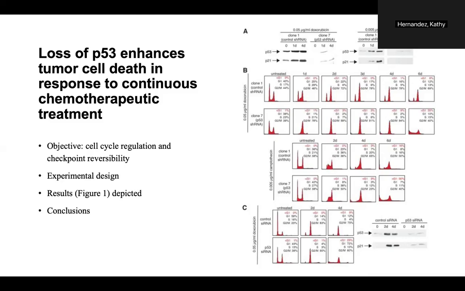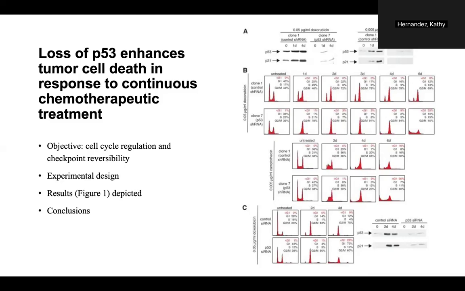In figure 1B, we're looking at flow cytometry analysis of cell cycle distribution after doxorubicin treatment. We're looking at 1 day, 2 day, 3 day, 4 day, and 6 day. Flow cytometry was used to analyze DNA content and measure the distribution of cells across different phases of the cell cycle, which are G1, S, G2, and M. The DNA content of the cells was assessed at different time points after treatment to determine if the cells were arrested at G1 or G2 phase.